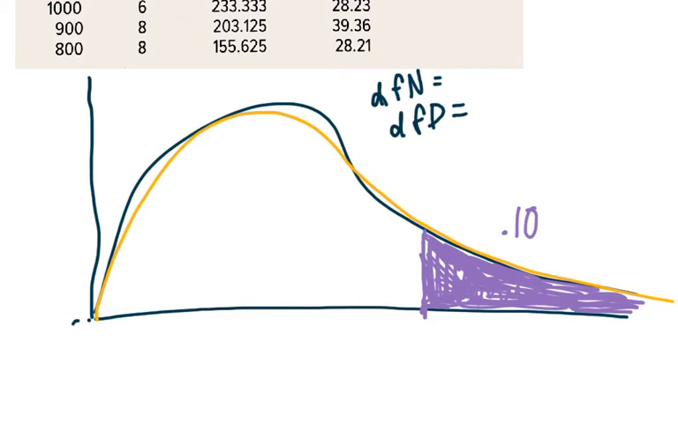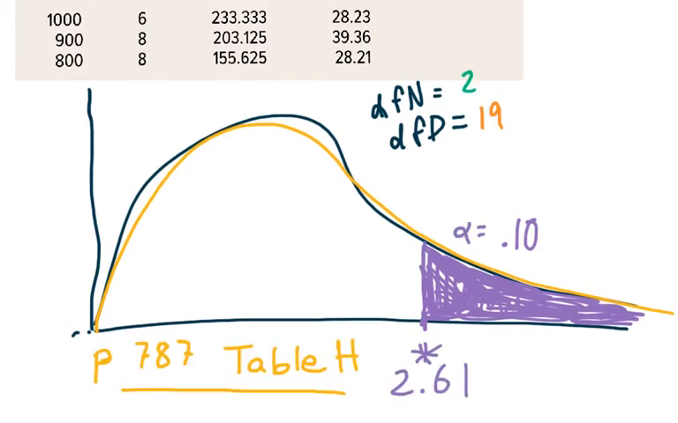And now we have to go to table H in the book. That is the table of critical values for the F distribution. We have to utilize the degrees of freedom for the numerator and the denominator and the value of alpha in order to look up this critical value right here. And so we'll do that now.